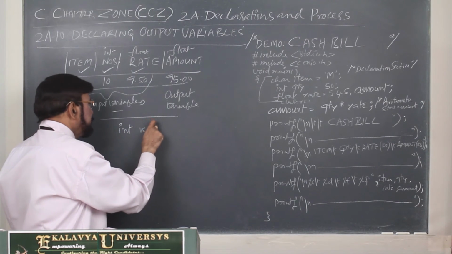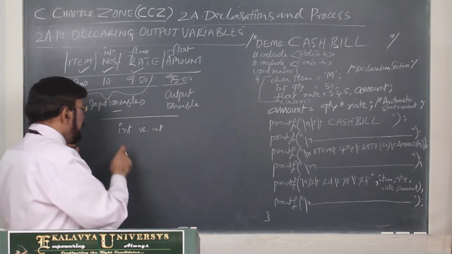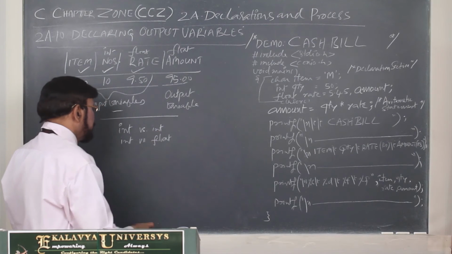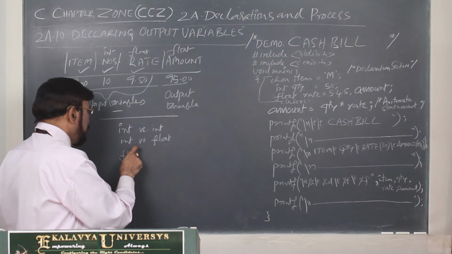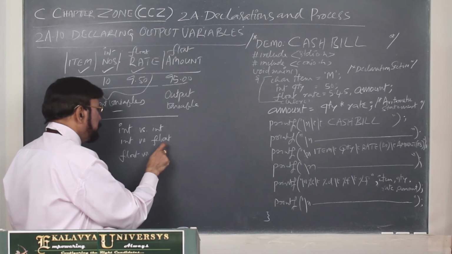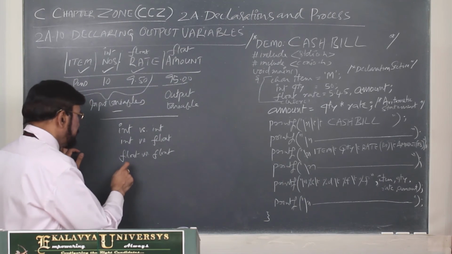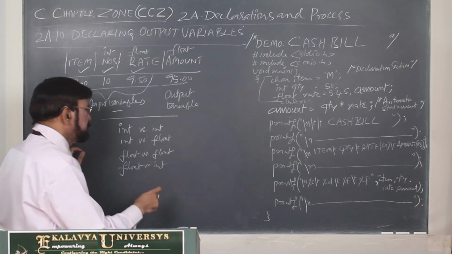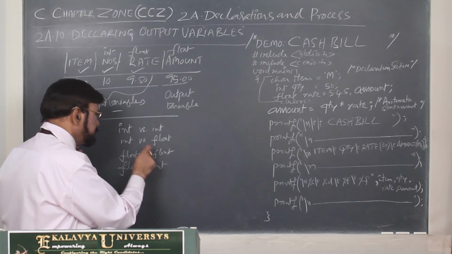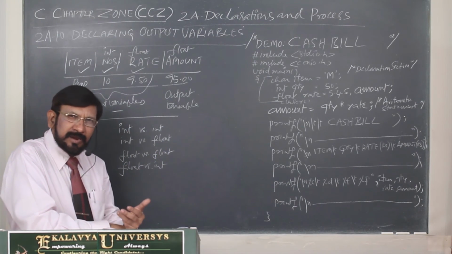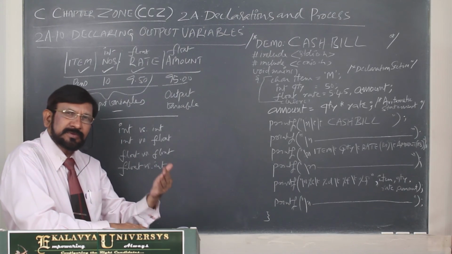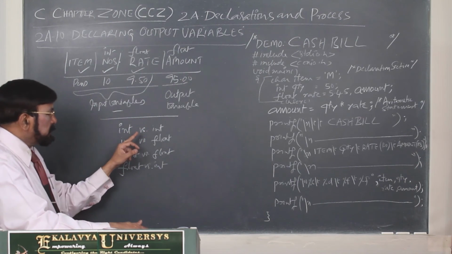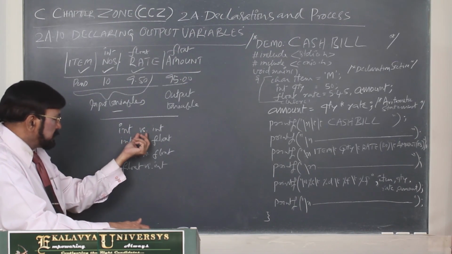Int versus int, this is one combination. Int versus float, this is another combination. Float versus float, this is one combination. Float versus int, another combination. Why I am writing versus, instead of writing arithmetical operation: it may be any operation, it may be plus, minus, division, or multiplication. That's why, in order to represent an arithmetical operation, I am simply writing versus.